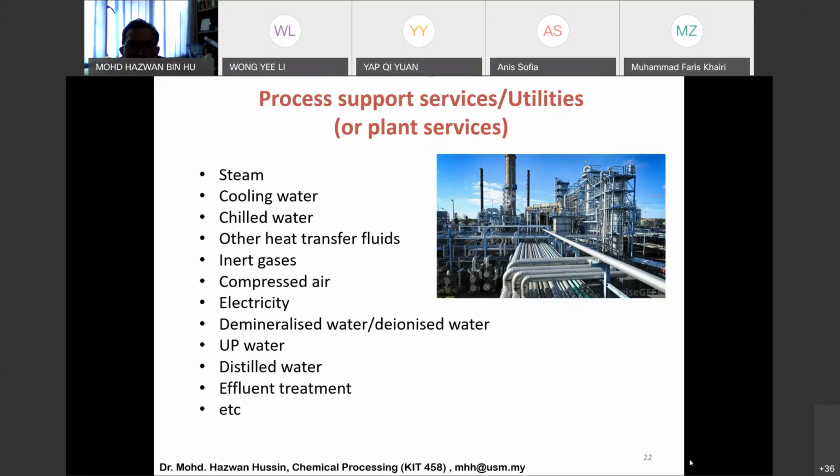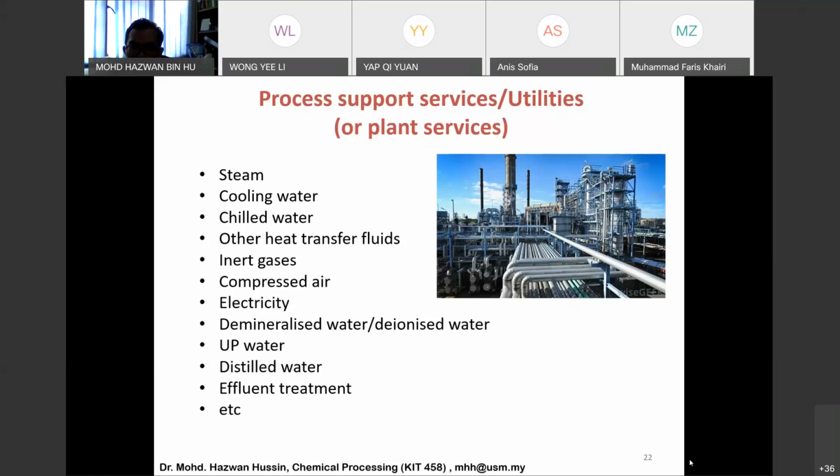Okay. Sometimes you also need compressed air. Okay. Electricity, demineralized water, and deionized water. So that's two different things. Demineralized water and deionized water. What's the difference?